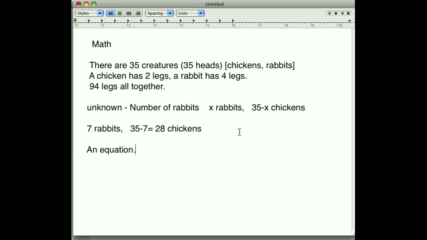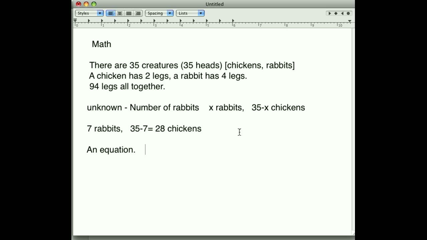An equation is 2 terms that are equal to one another, and once we put the equation and we solve it, then we can find out what X is, which is the number of rabbits. And if we find out the number of rabbits, obviously we can find out the number of chickens because it's only 35 minus the number of rabbits. So our equation uses the knowledge that there are 94 legs.